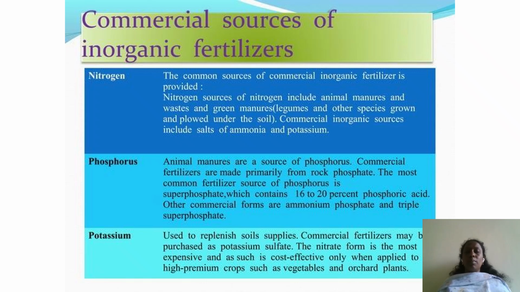For phosphorus, animal manures are a source, so they are using the dung of animals. Commercial phosphorus fertilizers are made primarily from rock phosphate. The most common fertilizer source of phosphorus is superphosphate, which contains 16 to 70% phosphoric acid. Potassium is used to replace what is lost from the soil surface. Commercial fertilizer may be purchased as potassium sulfate. The nitrate form is the most expensive and is cost effective only when applied to high premium crops such as vegetables and fruits.